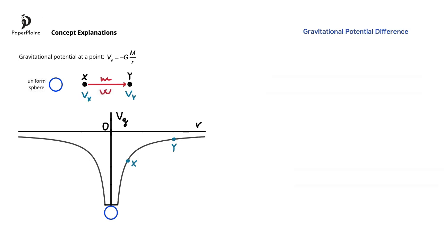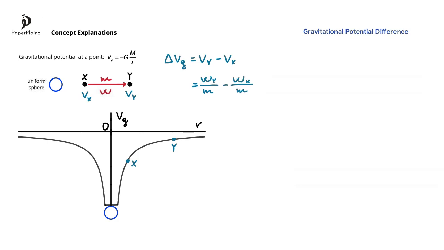As the gravitational potential at Y is Vy and the gravitational potential at X is Vx, we can express the gravitational potential difference between X and Y, so delta Vg, as Vy minus Vx. We also learned earlier that gravitational potential at a point is defined as the work done per unit mass when bringing a small test mass from infinity to the point. So if we take our object in this question to be the test mass, we can express Vy as Wy over m and Vx as Wx over m.